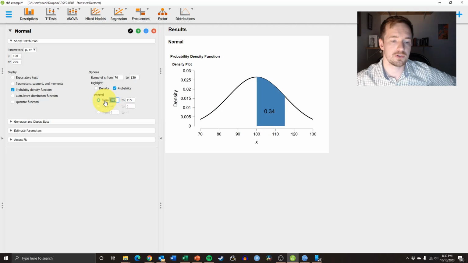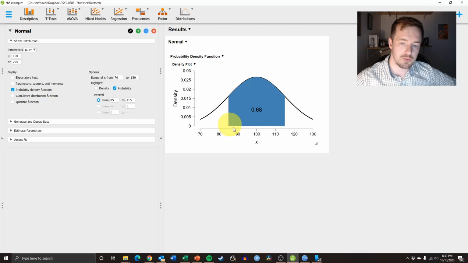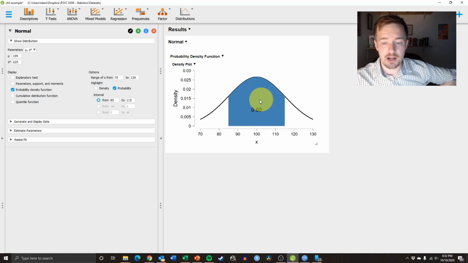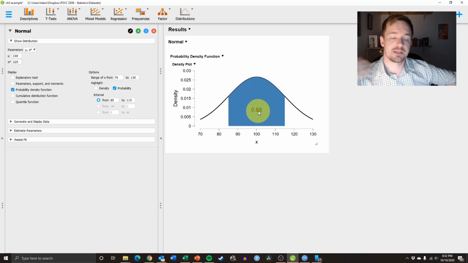Now if we wanted to, we could look at 85, which would give us basically +1 and -1 standard deviation above and below the mean. And then we can see that it broadens it up, basically multiplies that probability by 2. And so now what we're saying is that it's roughly a 2/3 likelihood of finding a person who is between 70 and 130 in their IQ.